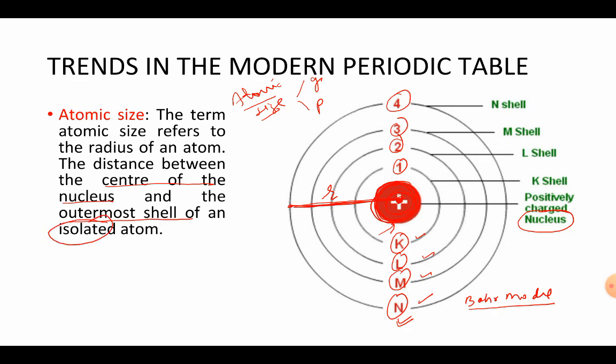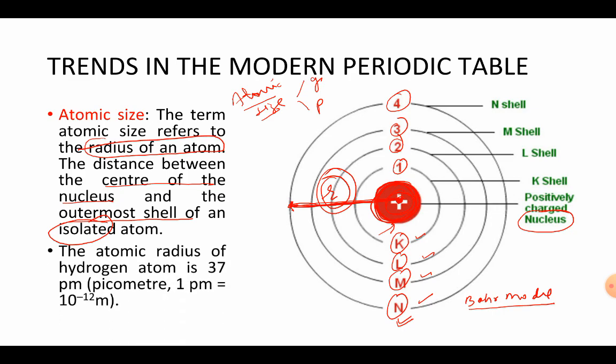It means that the atom should be a single atom, it should not be in combination with other atoms. Since indirectly we get the radius of the atom, sometimes we also refer to it as the radius of the atom. So this is the atomic size: from the center of the nucleus till the outermost shell where the electron is present. That size is called the atomic size. It is also called the atomic radius.